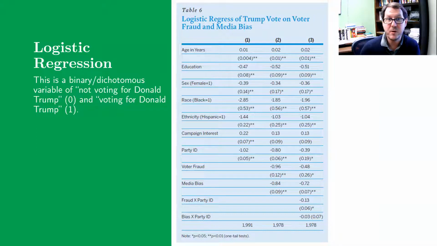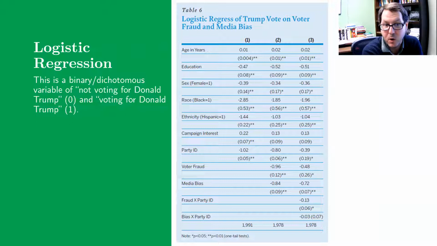And I can look at all of those relationships, age, education. More education seems like less likely to vote. Sex, female 1. If you are a woman, you are less likely to vote for Donald Trump. That again seems to square with my understanding of how the 2016 election played out, which this is in reference to. Again, race, if it's coded 1 for Black, if you're Black, you're less likely to vote for Donald Trump. I think that makes sense. We can sort of go through this and say it more or less makes sense.